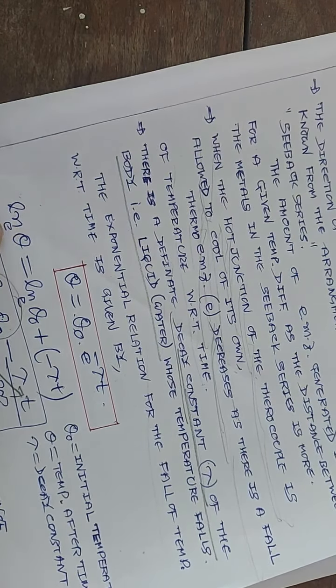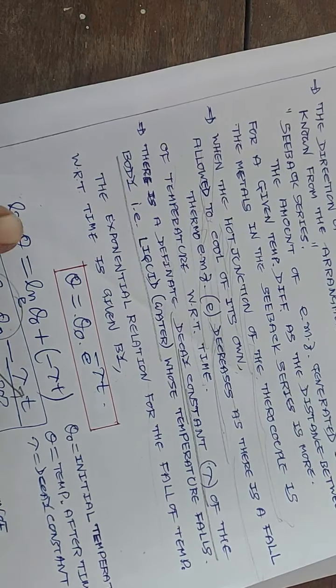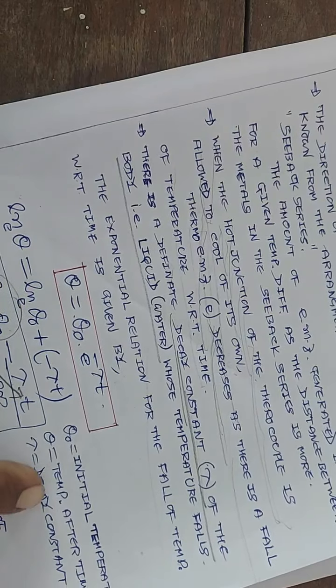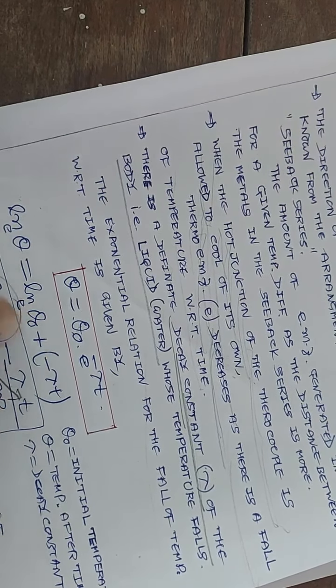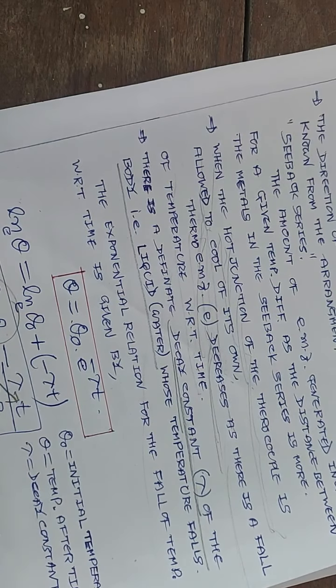This is a logarithm with respect to base e. If you want to convert this base from e to 10, you divide by 2.303. So log theta to the base 10 is log theta 0 to the base 10 minus lambda t upon 2.303.